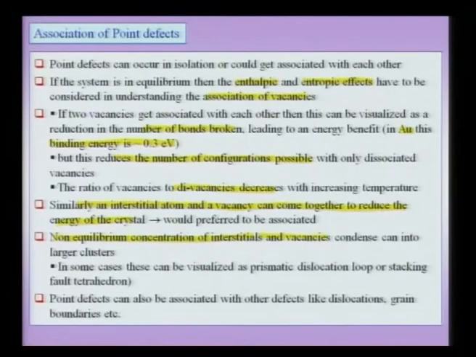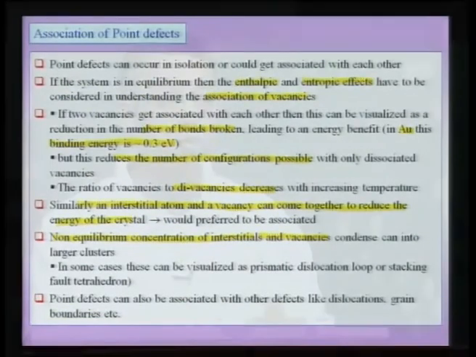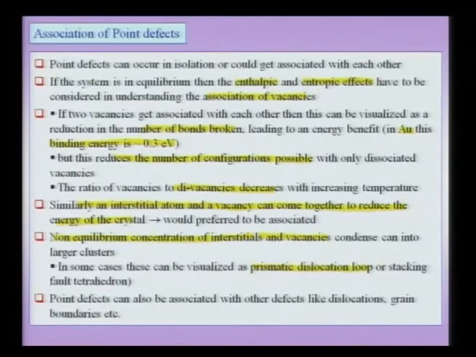And as I mentioned, if I have a non-equilibrium concentration of, for instance, interstitials in one system and vacancies in another system, then they can also come together and form clusters. The important thing, as I pointed out, is that some of these associations can be spoken about in a totally different language, like a prismatic dislocation loop in the case of vacancies, which is nothing but a disk of condensed vacancies, a non-equilibrium concentration of vacancies, or in some cases as a stacking fault tetrahedron. So, these are some cases wherein there are associations of vacancies.